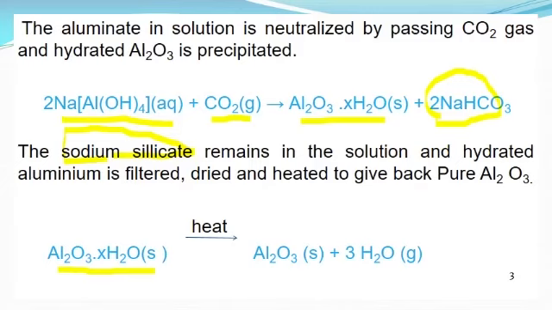Then this solid form, Al2O3, on further heating gives solid pure Al2O3, and the remaining volatile impurities and water will escape. The whole process, achieved through chemical reactions, is called leaching.